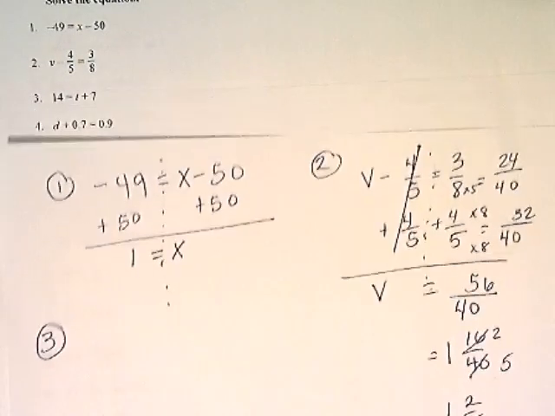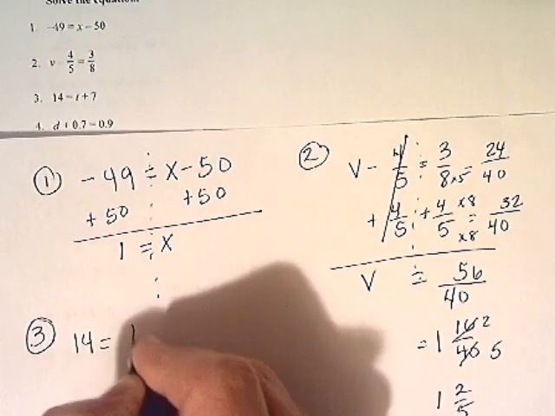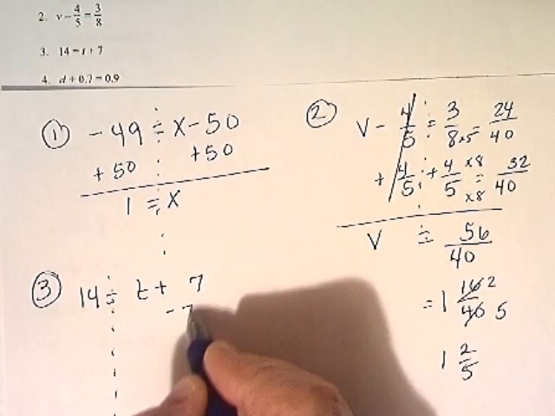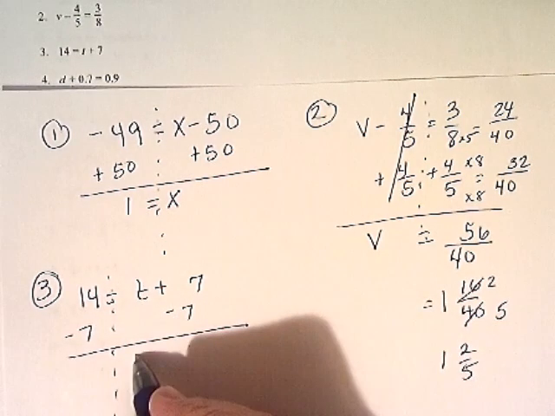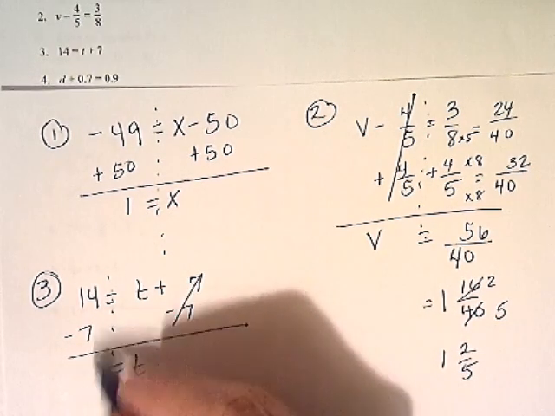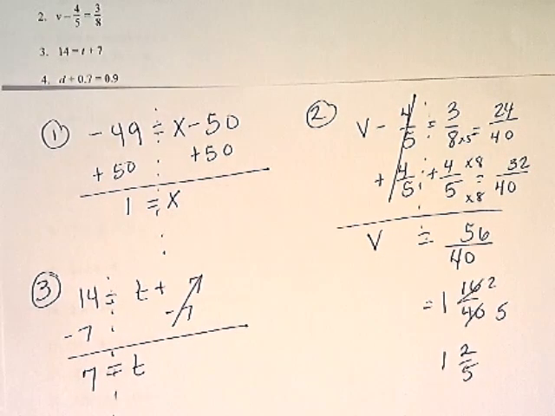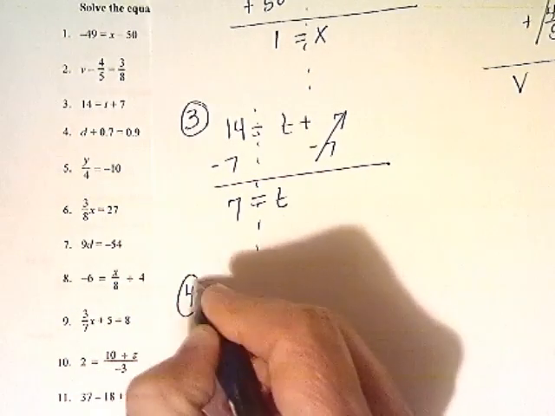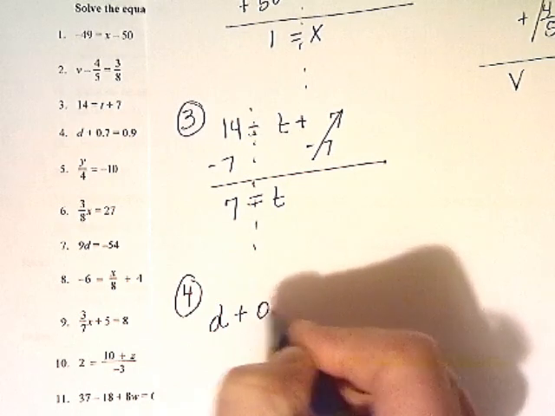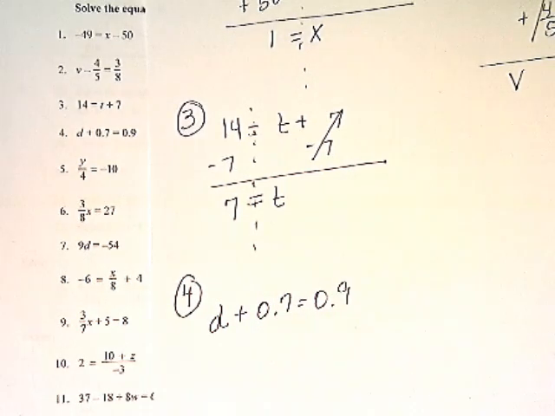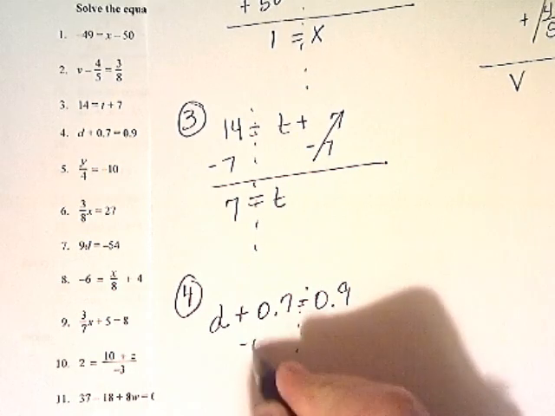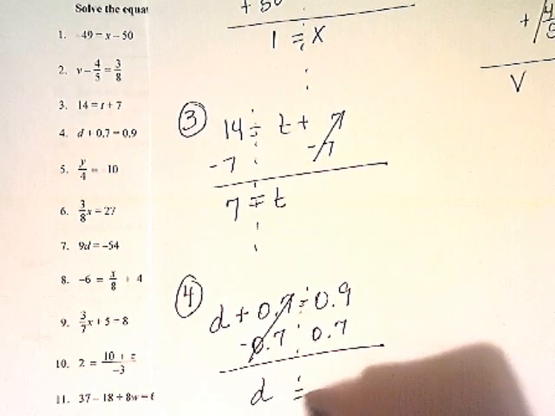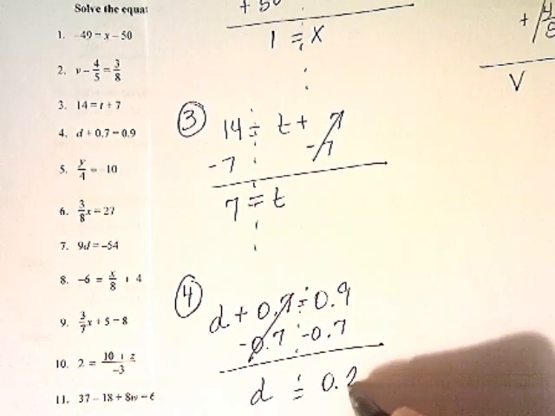Number 3 says 14 equals t plus 7. We want to isolate the t, so we're going to subtract 7 from both sides. This side's a t, those cancel. We get a 7 there. 7 is t. Number 4 says d plus 0.7 equals 0.9. We want to isolate the d, so we're going to subtract 0.7. That cancels. d equals 0.2.